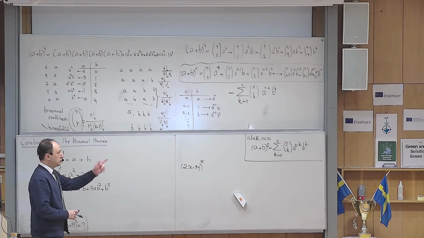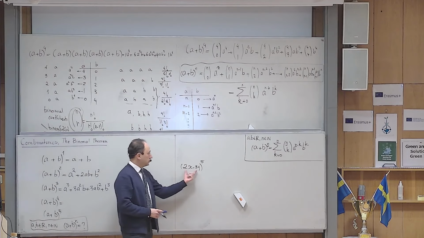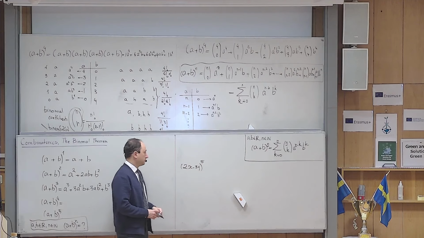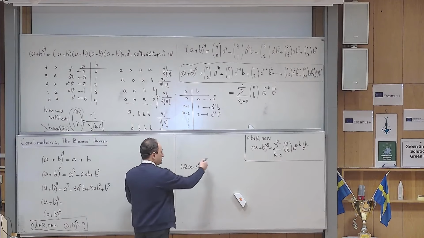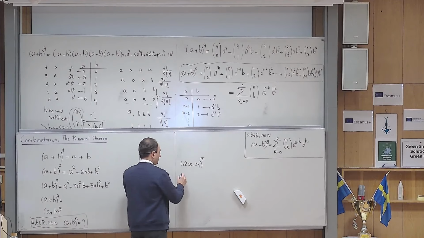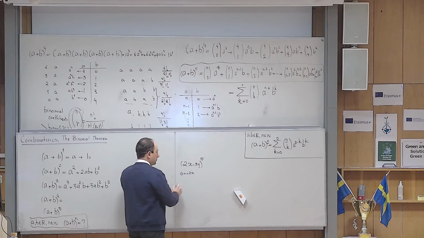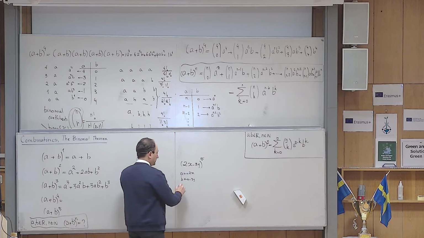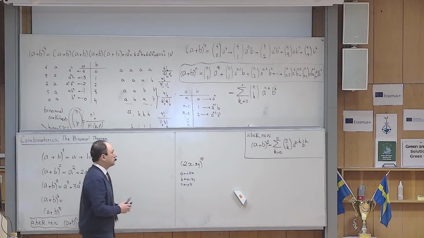I want to expand this expression. Is this formula relevant in this case? I would say yes, because that's a binomial expression, and I want to raise it to a natural number. So it is relevant. But of course, here you have to adjust yourself to that formula. So in the formula, I will replace a with 2x, I will replace b with minus 3y, and I replace n with 5. Yes? Okay, and then I put it in the formula.